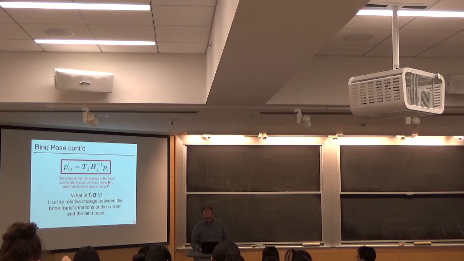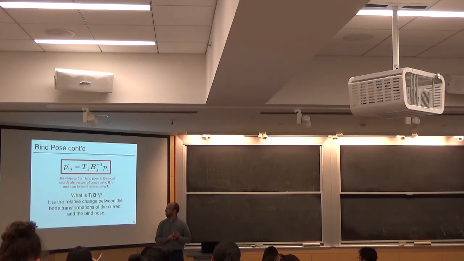Okay. Right. So what is T_j B_j inverse? It is the relative motion between the bone transformation and the current bind pose. Right? So it goes from this guy to this guy. Yeah, that's the composition for one bone. Right? And then average them all together to get what I want. Cool. All right. So then, what do we do?